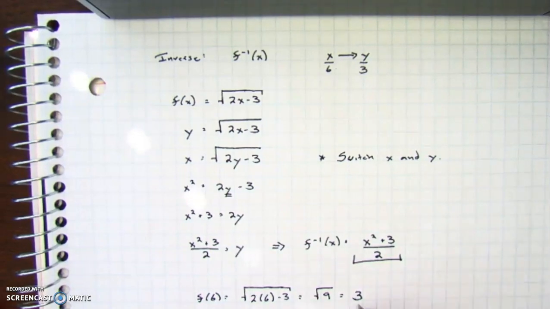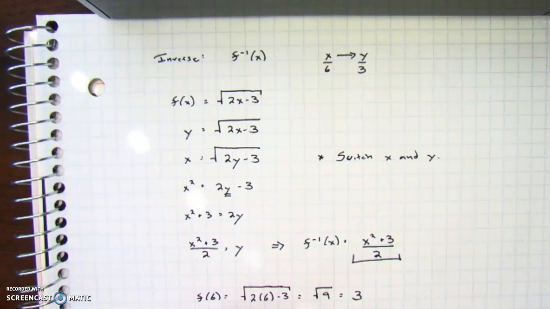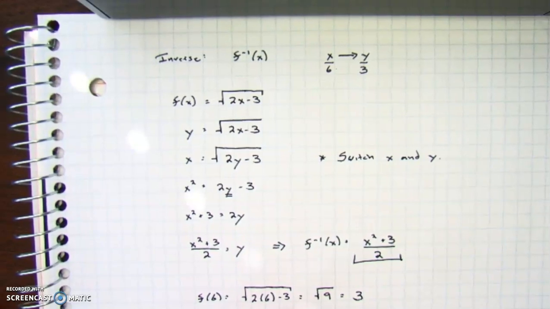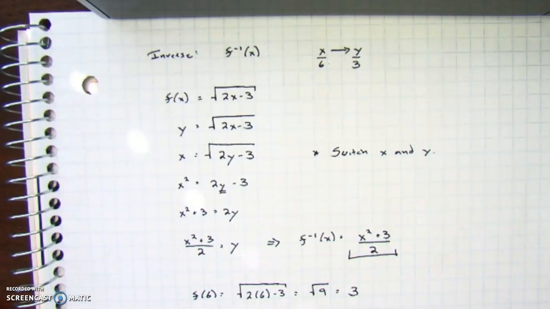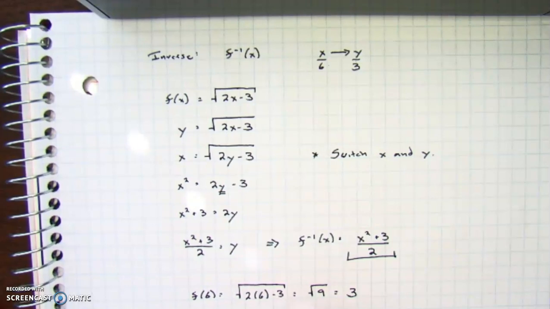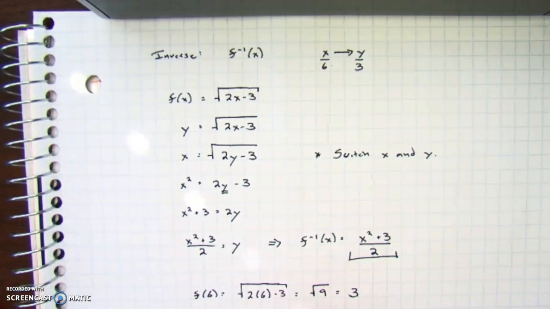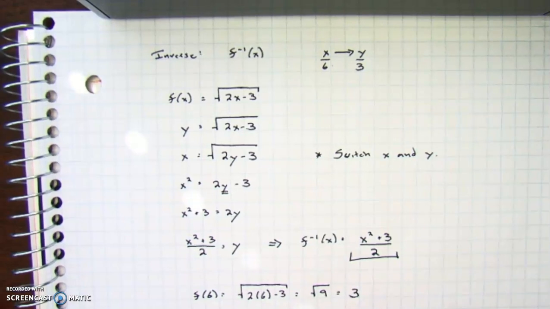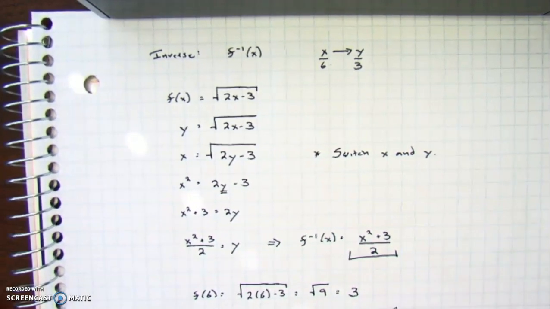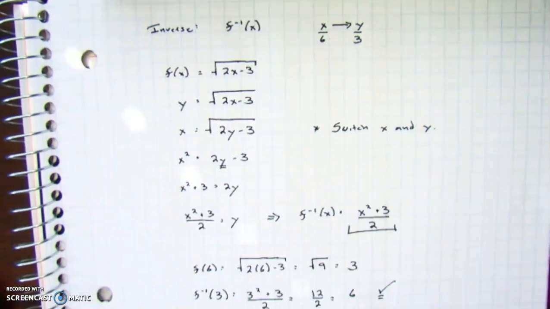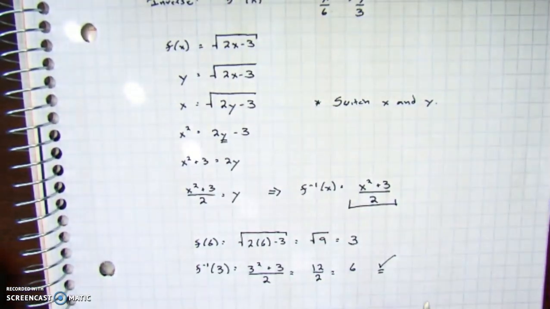All right, so if we do f inverse of 3, I should get back to 6. Let's see if it works. So here's my inverse equation. I've got 3 squared plus 3, divided by 2. So 3 squared plus 3, that's 9 plus 3 is 12, divided by 2, so that equals 6. Sorry about that, everyone. Let me go through that again.